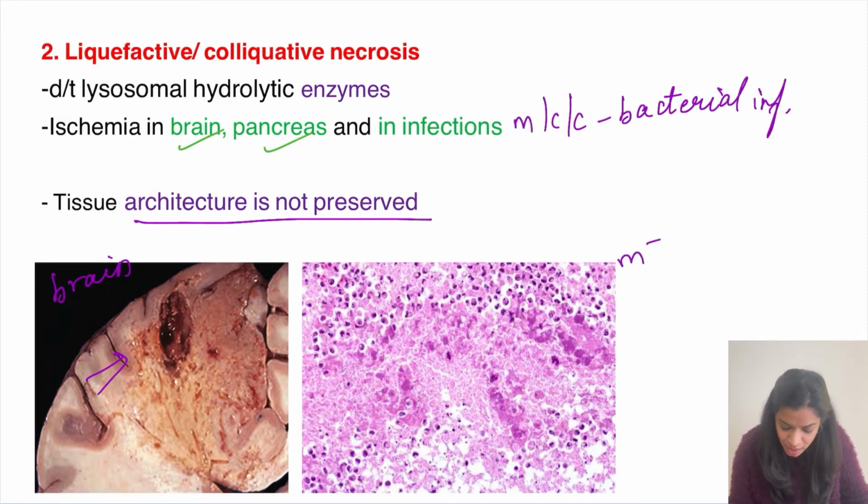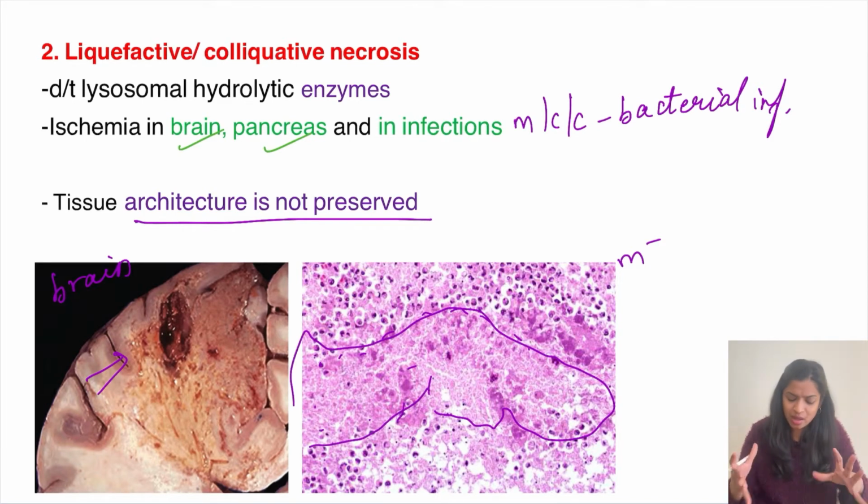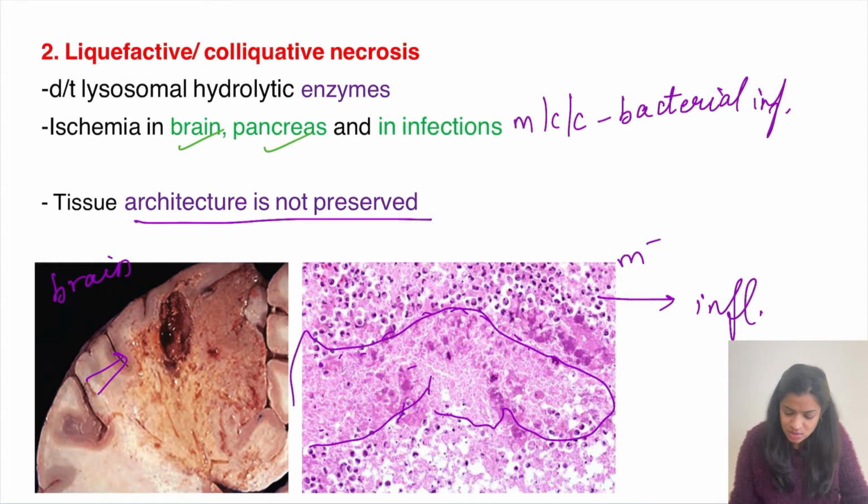So this is the microscopic image of the same. Can you appreciate this pink material? It doesn't have any shape. It is just a pink amorphous kind of thing. The tissue architecture is not preserved here; you cannot make out what organ this is. Surrounding it we see inflammatory cells, right? So this is the characteristic appearance of liquefactive necrosis. The tissue architecture is not present, and the inflammatory cells are seen surrounding it. And the most common cause of it was bacterial infection.